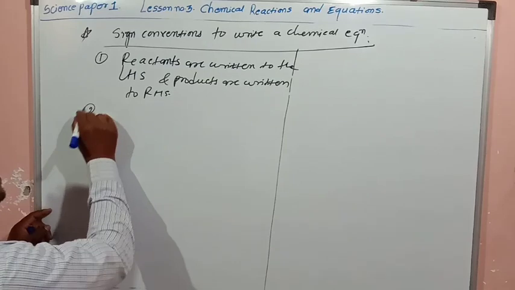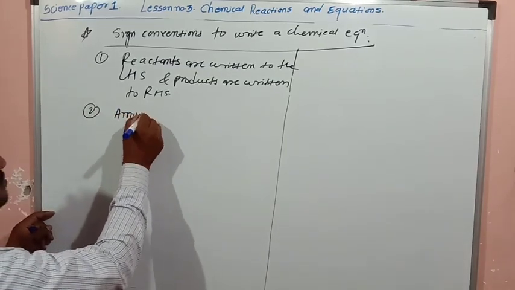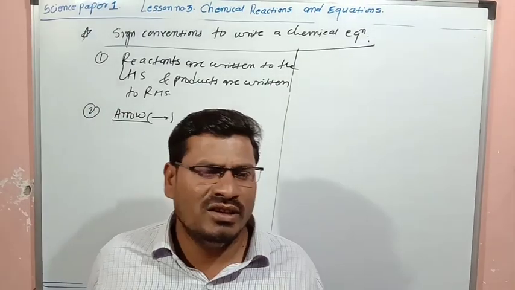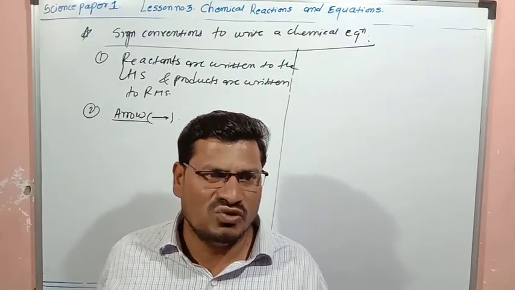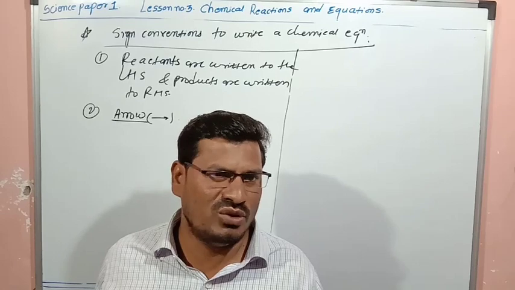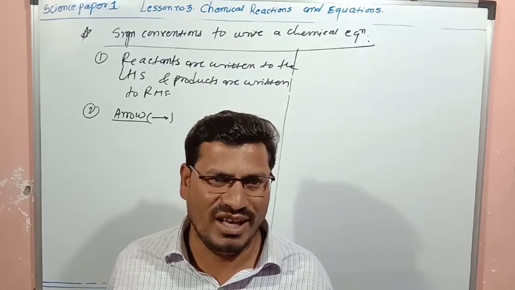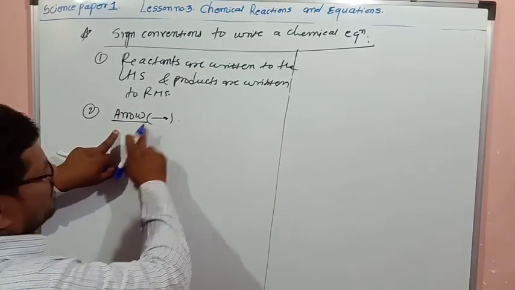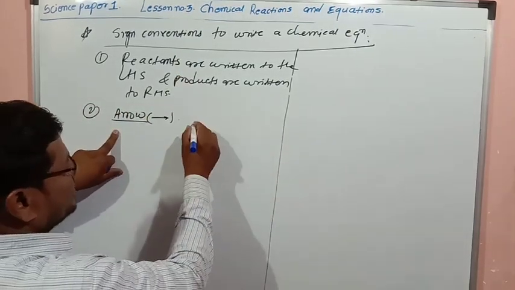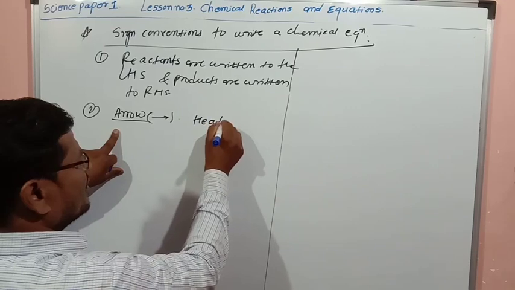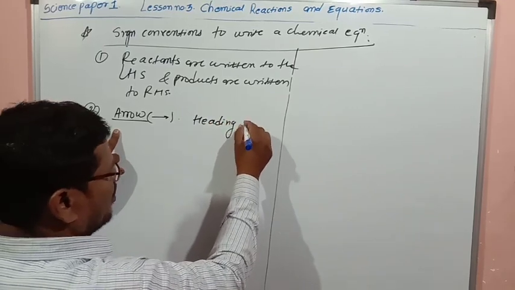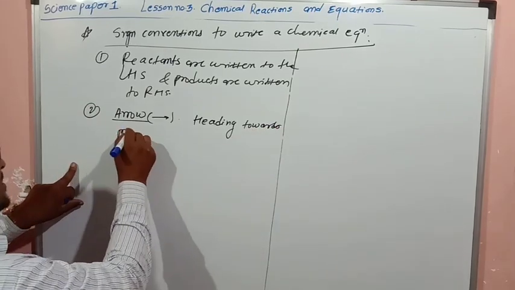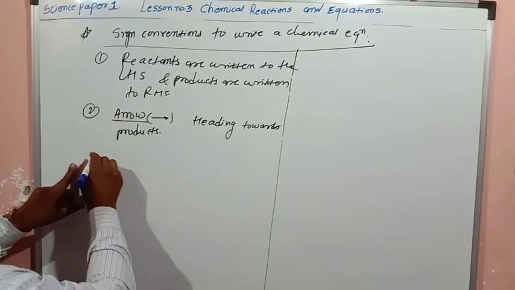Next, the second point is about the arrow. While writing the chemical equation, you have to write one arrow between the reactant and product, and that arrow is heading towards the product. This arrow is pointing towards the products.